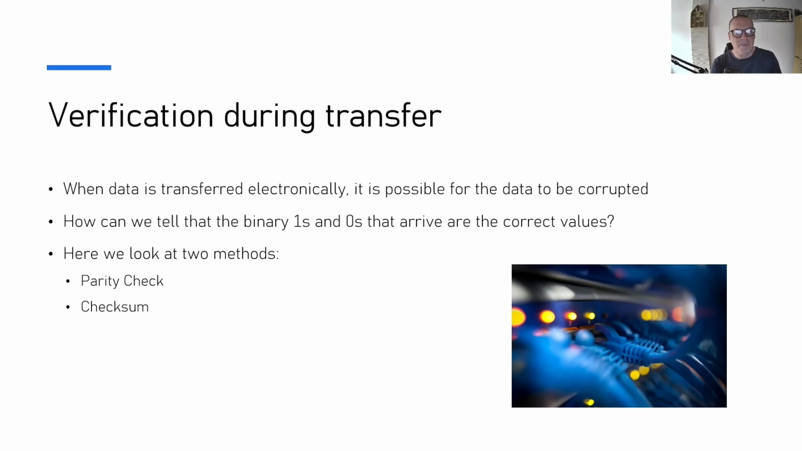Verification during transfer. So when data is transferred electronically, it could be corrupted. We can have interference and hardware faults and so on, which may corrupt the data. So how can we tell that the binary ones and zeros that arrive are actually the correct ones? So the two methods we're going to look at here are parity check and checksum.